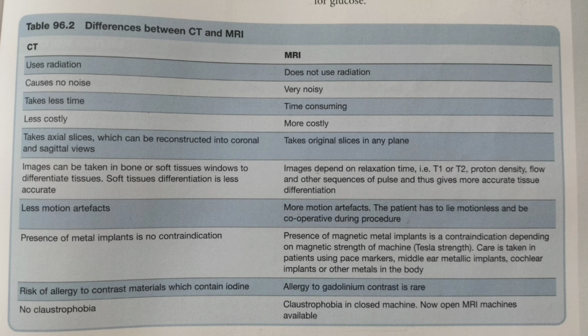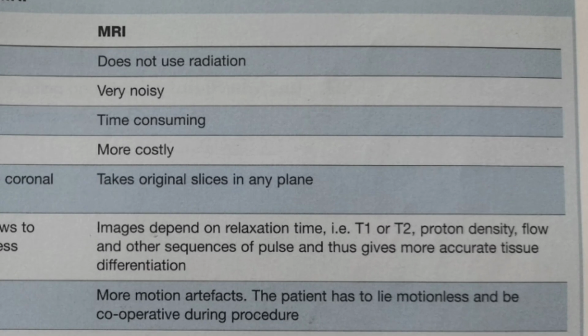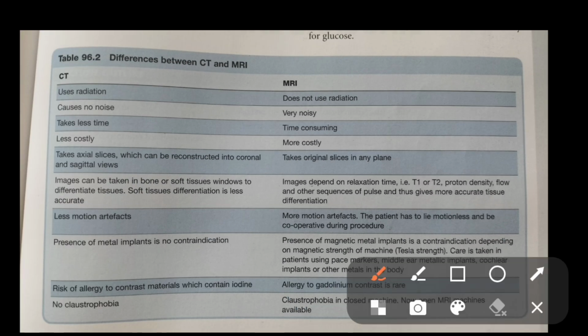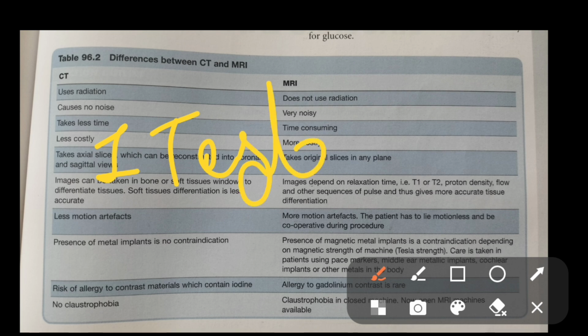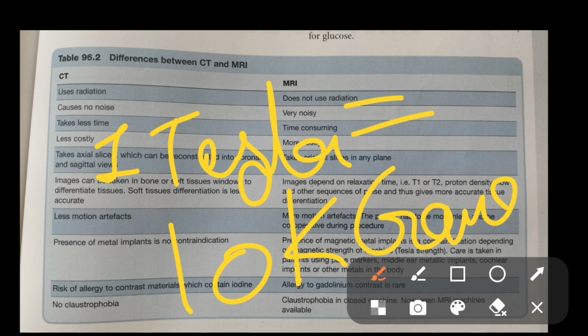Now coming to the MRI. MRI is also known as magnetic resonance imaging. It uses a magnetic field, and axial, coronal, sagittal, oblique, all the views can be taken. The magnetic field strength is 0.5 or 1.5 to 3 Tesla. 1 Tesla is equal to 10,000 Gauss. Remember, MRI uses 0.5 or 1.5 to 3 Tesla.